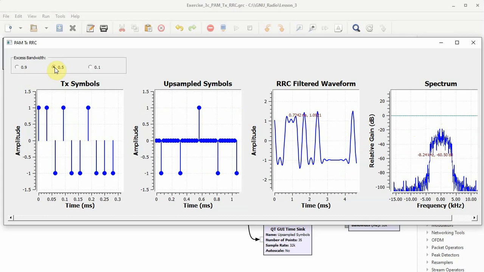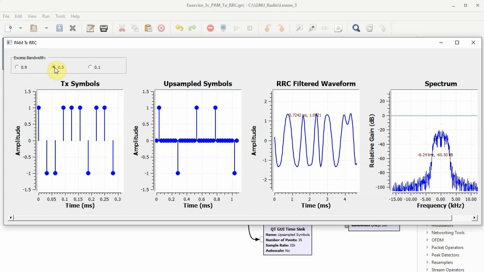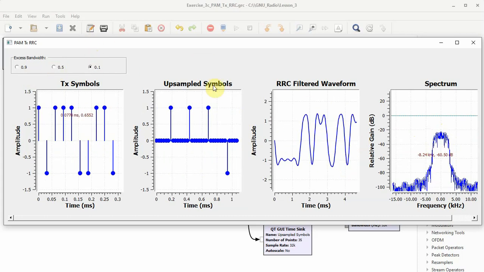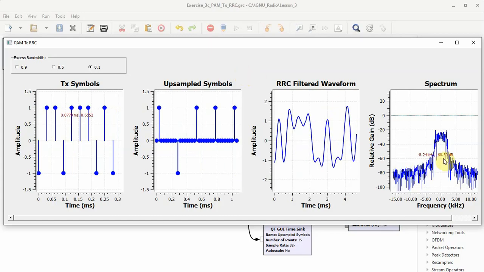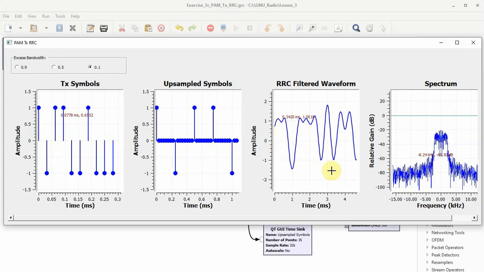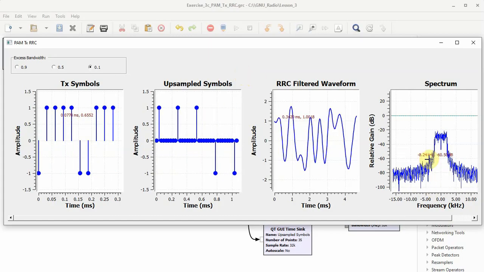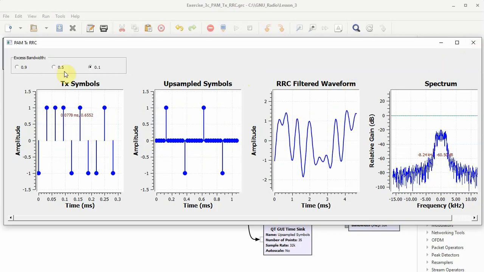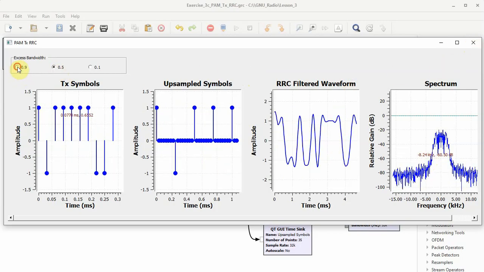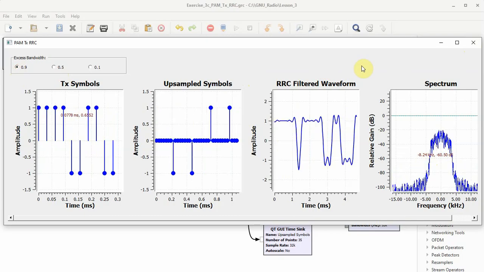What happens if we choose an excess bandwidth of 0.5? We are not giving much extra bandwidth to the spectrum, and with the value of 0.1 we have larger swings in time domain and the spectrum is filtered in the frequency domain compared to 0.5 and 0.9.